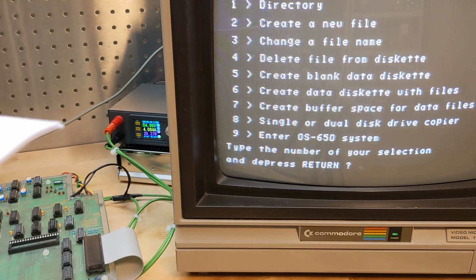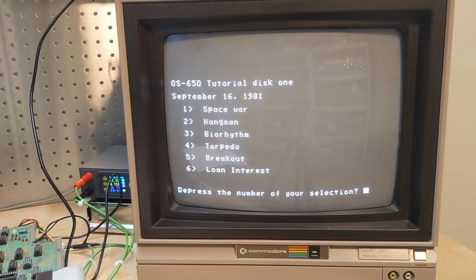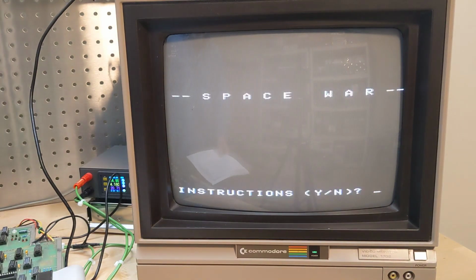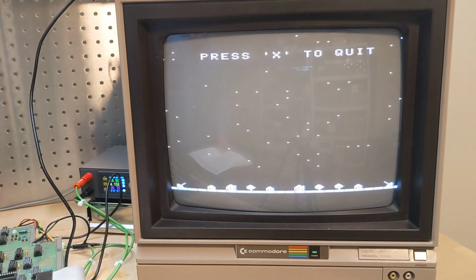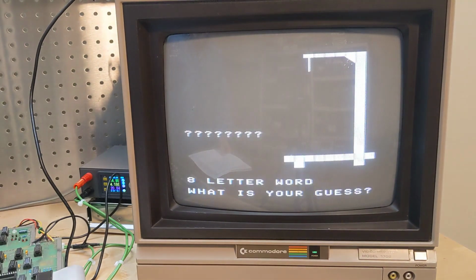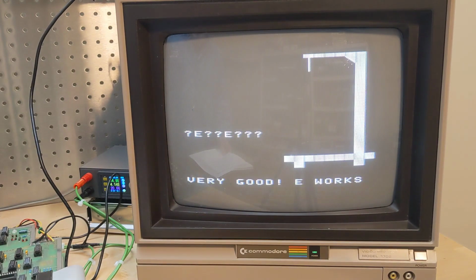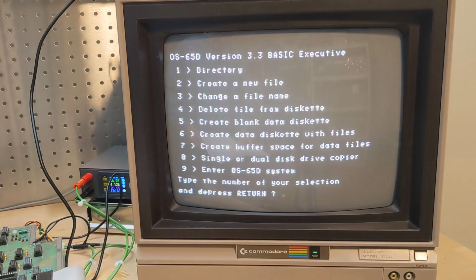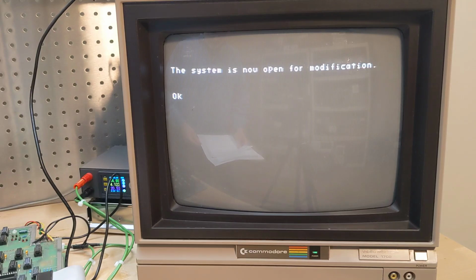Here's an example of booting one of the tutorial disks, which provides menus to select functions. Here are a couple of basic games. You can exit the menu system and go into the disk-based version of BASIC. You can also invoke the extended monitor and run some debugging commands, and we can invoke the assembler and assemble an assembly language program. As I said, the OS is quite rudimentary.